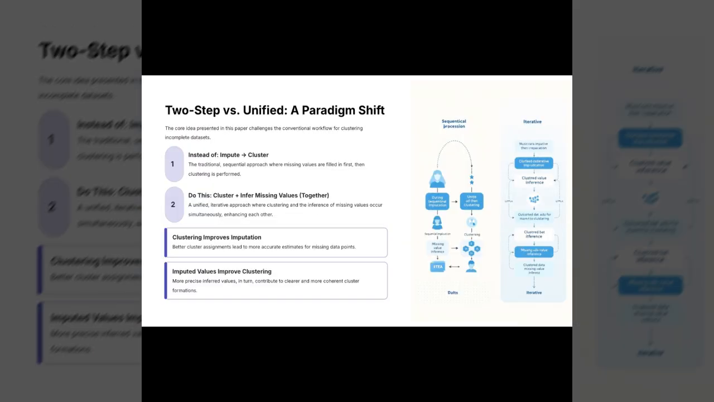The paper's idea is simple and elegant. Instead of doing imputation first and clustering second, we do both together in a single loop. Missing values are inferred using the current cluster estimate. Clusters are updated using the inferred values. So each step helps the other. Better clusters lead to better imputation, and better imputation leads to better clusters. This unified approach avoids committing to fake numbers upfront.